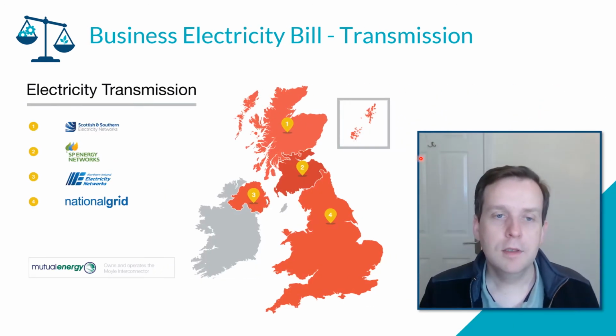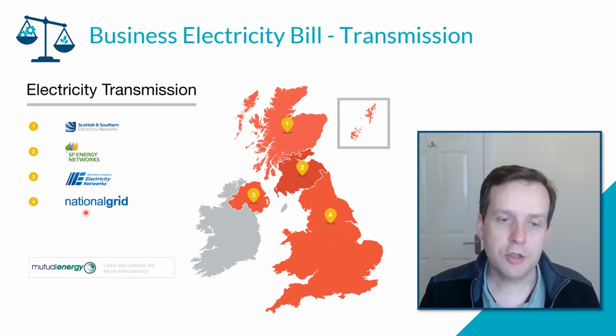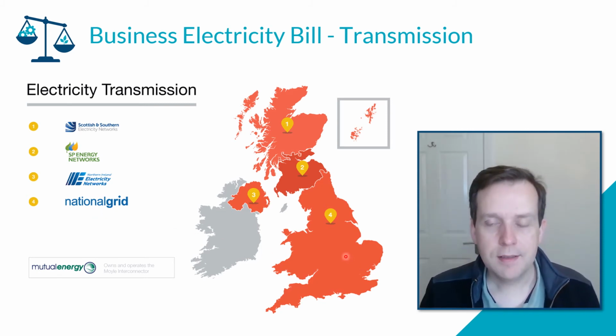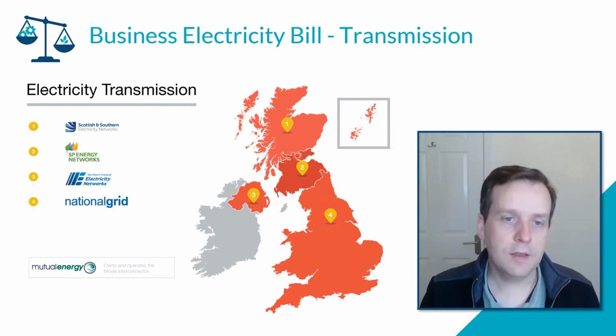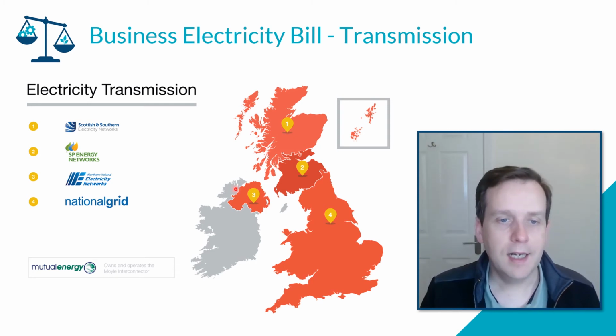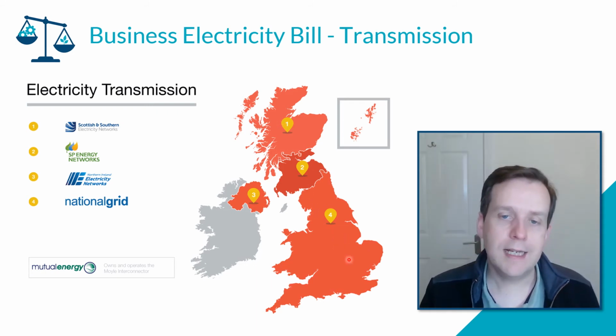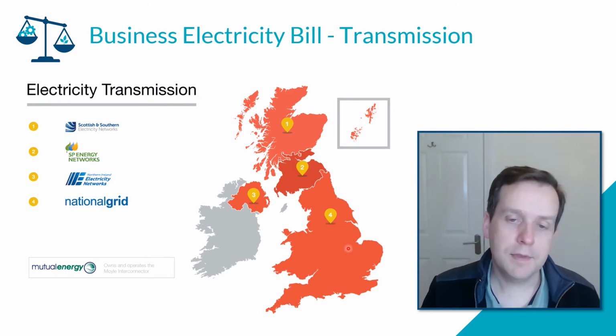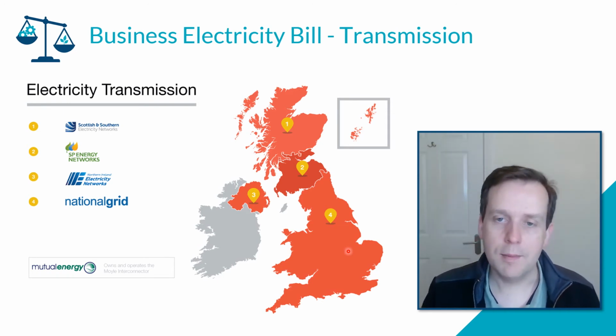Transmission. For most of the UK, transmission is by National Grid. So we call it a transmission and distribution system. In Scotland it's covered by Scottish and Southern and Scottish Power Energy Networks, and in Northern Ireland it's Northern Ireland Electricity. These are the businesses responsible for taking the electricity from the generator or the wind farm or whatever it may be, and delivering it to each of the regions, to the DNO.